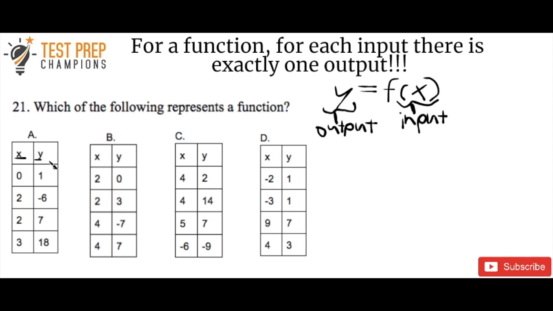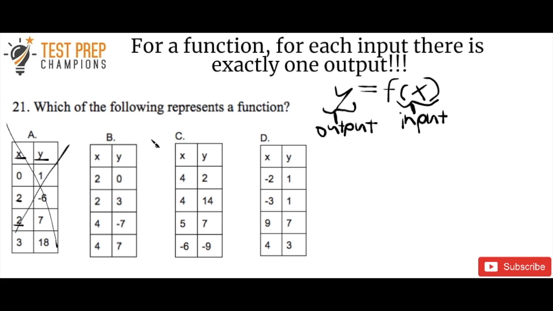X's, again, are our inputs, and Y are the outputs. Okay, so what we see in A is that if we put 2 in, the output's -6, but if we put 2 in, we could also get 7 as an output. That doesn't make any sense. So this is not a function, because for a function, each input gives you exactly one output.